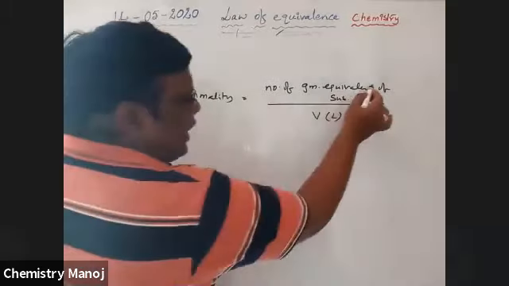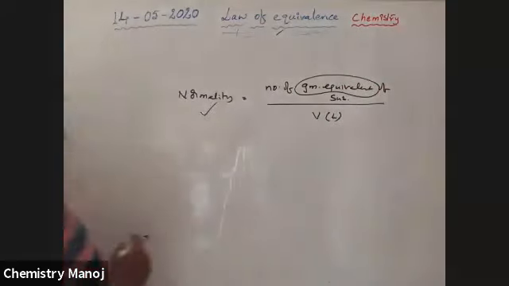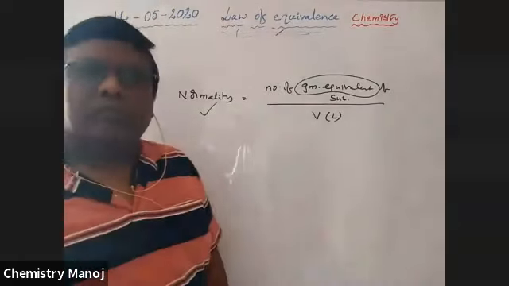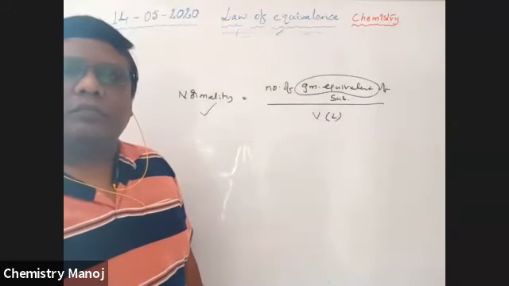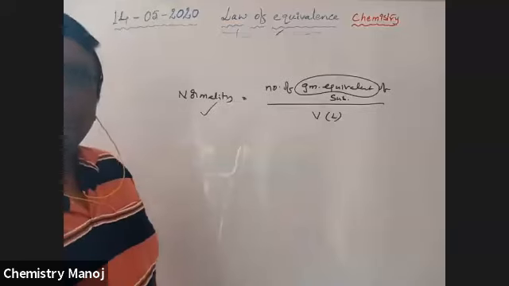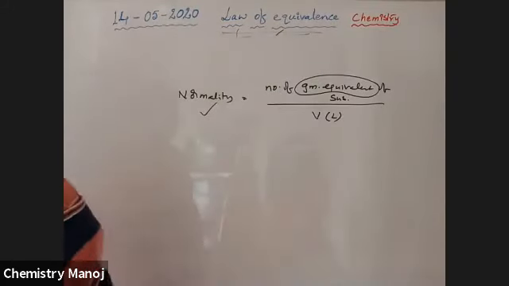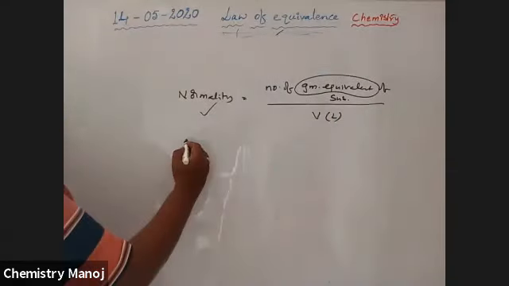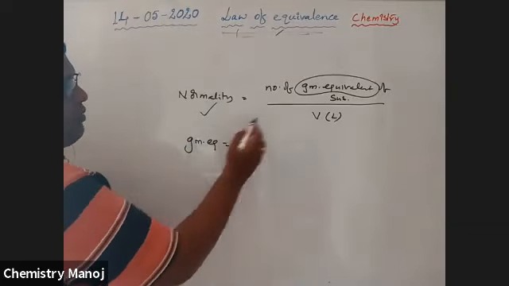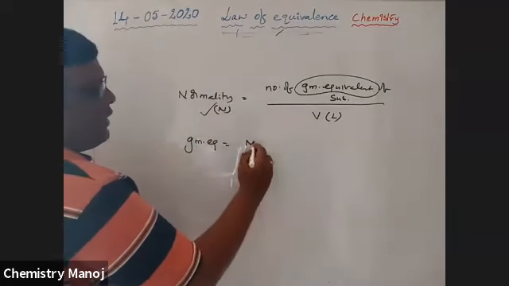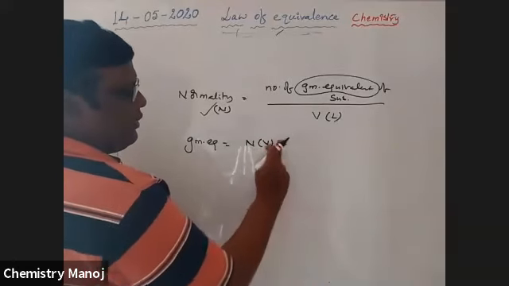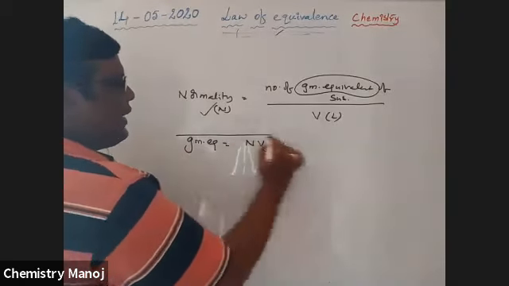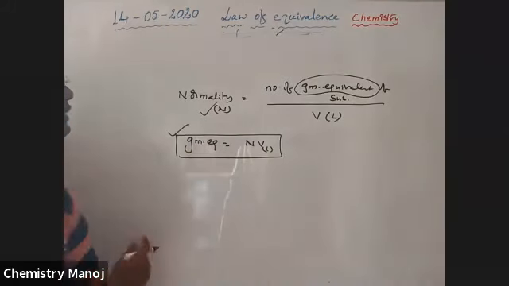My dear boys, gram equivalent. That is why I considered this topic. Number of gram equivalents. Please don't start with others. Normality is equal to number of gram equivalents of the substance by volume in liters. Therefore, number of gram equivalents is equal to normality N into V liters, volume in liters. So it is another formula to find out gram equivalent.